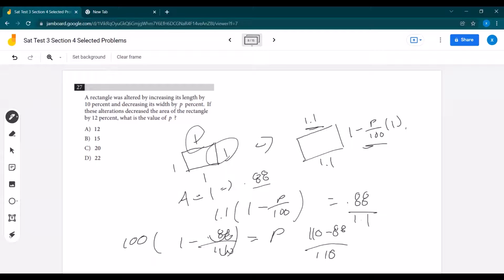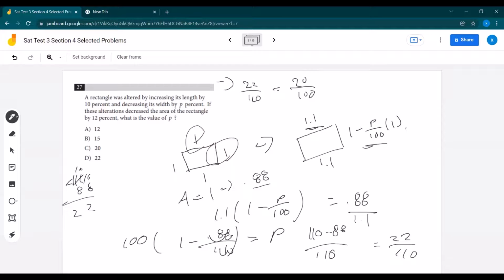All right, we can do the math out there, 110. That's 22, giving us a value of 22 over 110. And that's going to be equal to p. So working up here again, p is equal to 22 over 110. Well, what is 22 over 110 simplified to? 22 over 110 simplifies to 20 over 100.